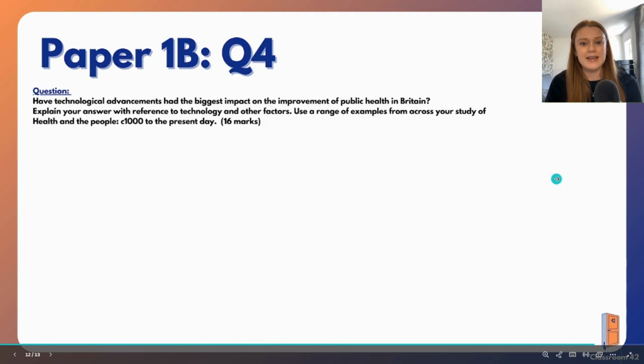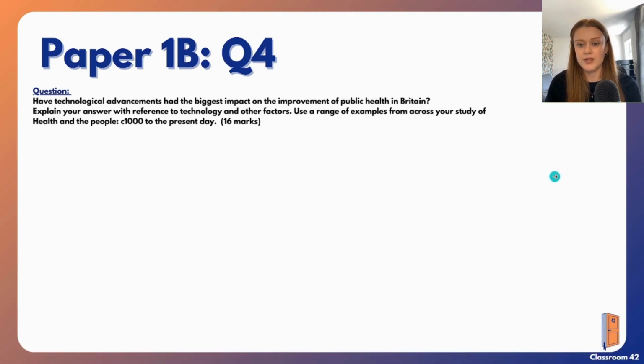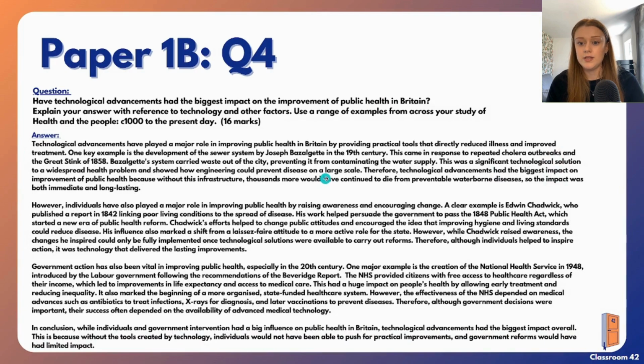So let's have a look at an example question for this one. So we've got, have technological advancements had the biggest impact on the improvement of public health in Britain? Explain your answer using reference to technology and other factors. Use a range of examples from across your study of health and the people, circa 1000 to present day. So here we can see immediately what our factor is, so it's technology, and our topic is improvements of public health.